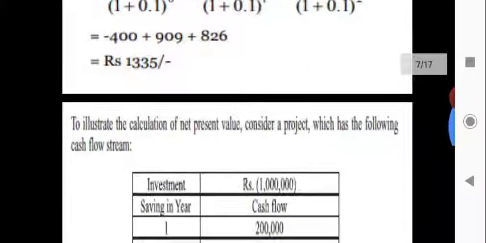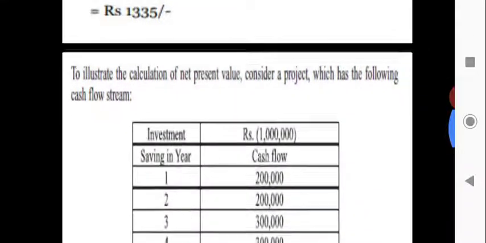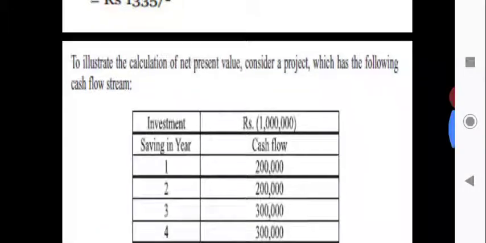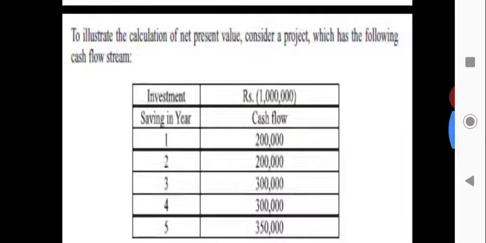OK. To illustrate the calculation of the net present value, consider a project which has the following cash flow. The investment is rupees 1 lakh. 1 lakh rupees invested, so minus 1 lakh, plus first year 2 lakh.